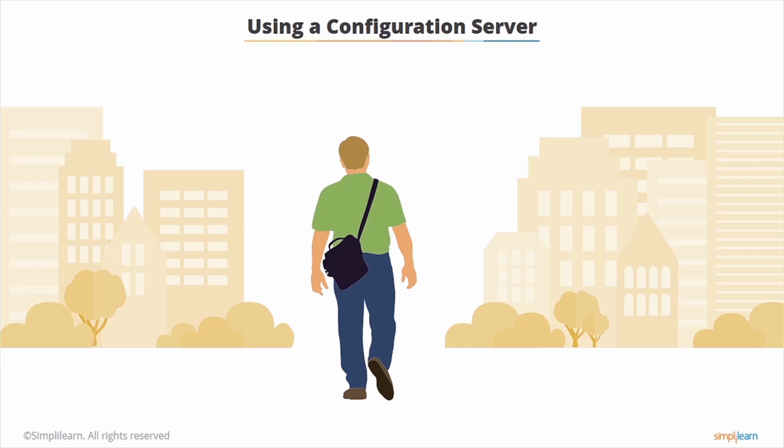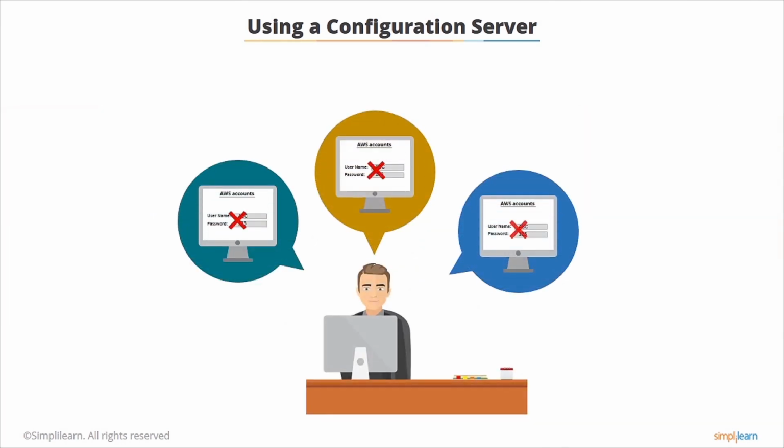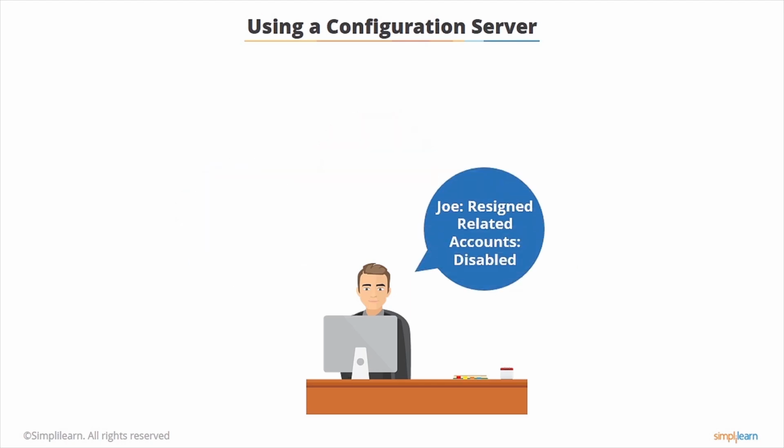Without a configuration server, deprovisioning Joe's access to these machines can be a manual nightmare. Using a configuration server, however, a system administrator can easily change Joe's status in the system and roll this change out to all instances in the fleet with a few simple commands.